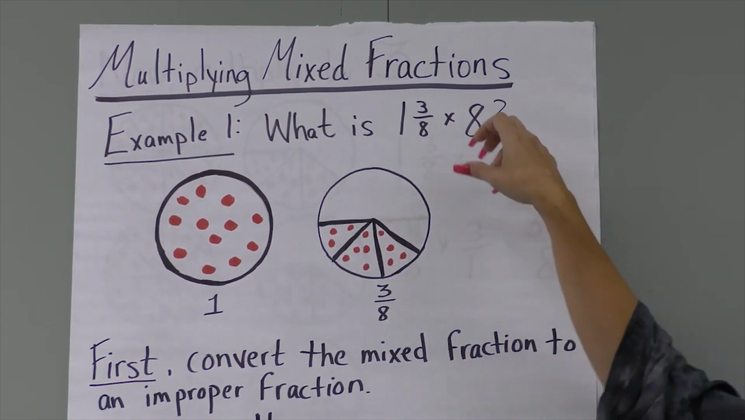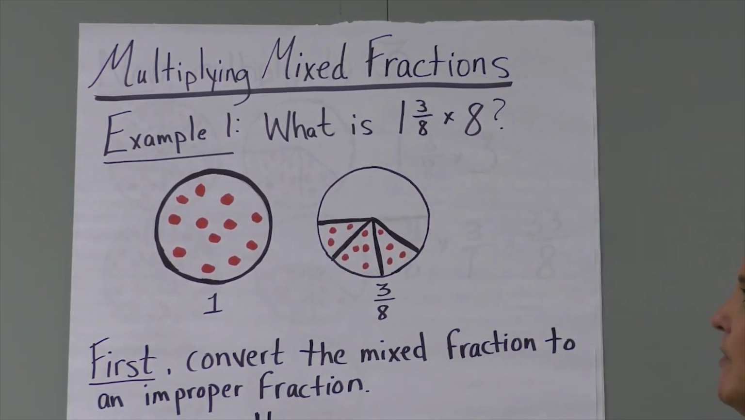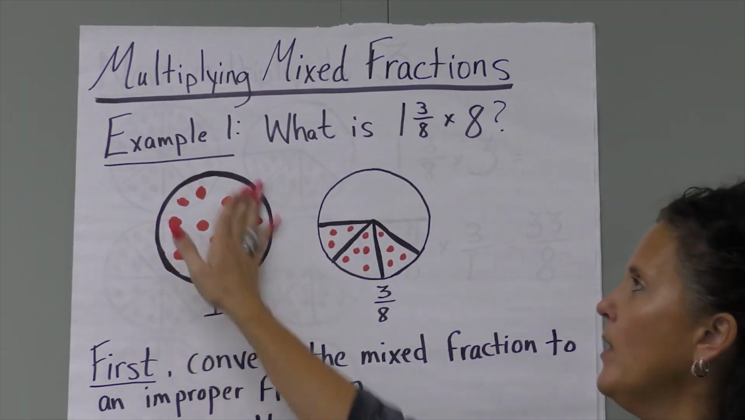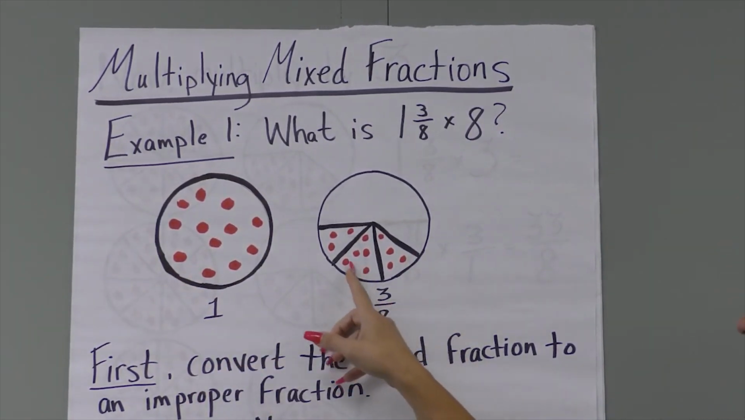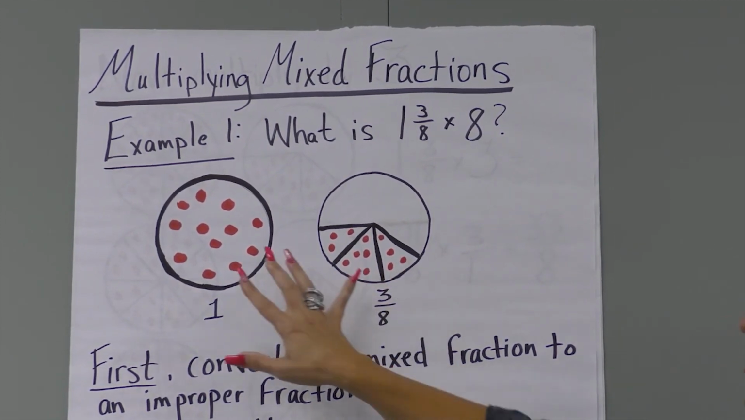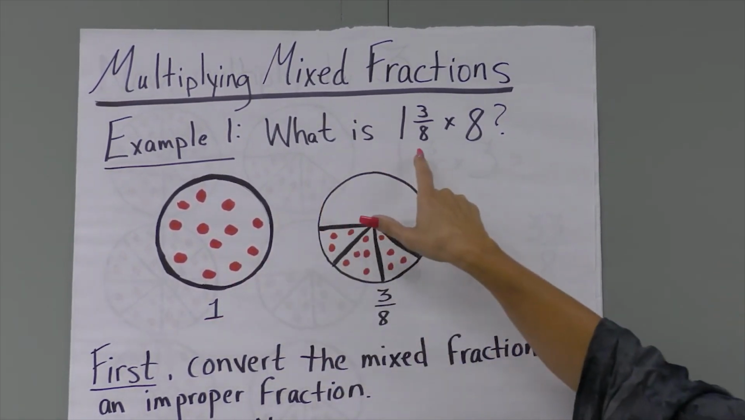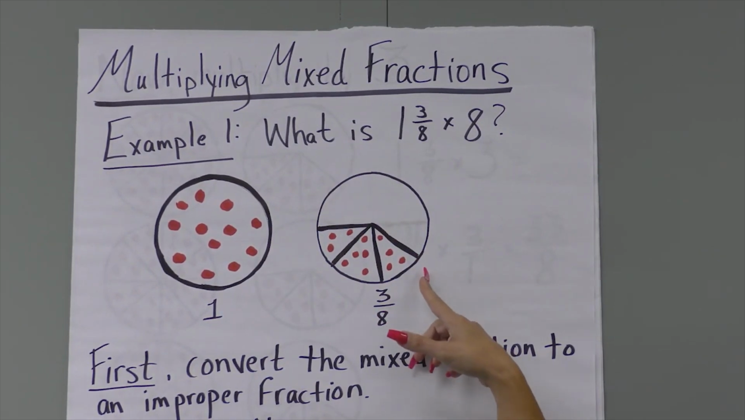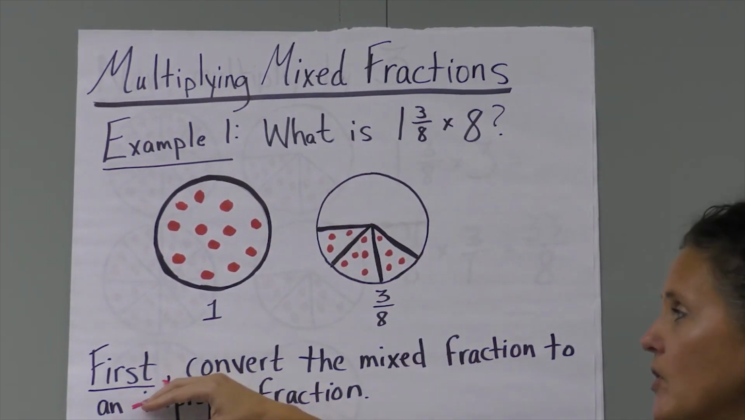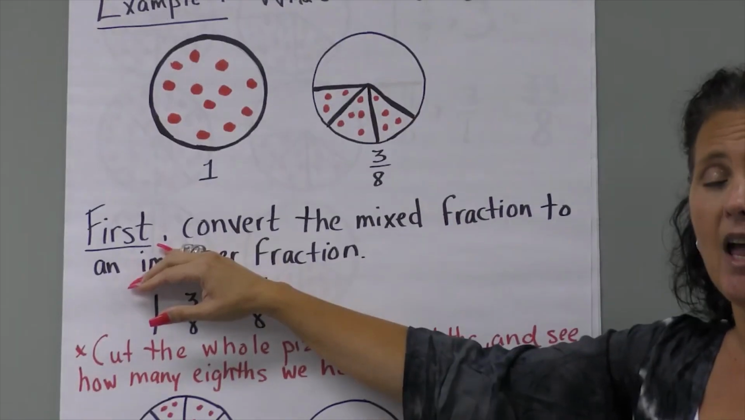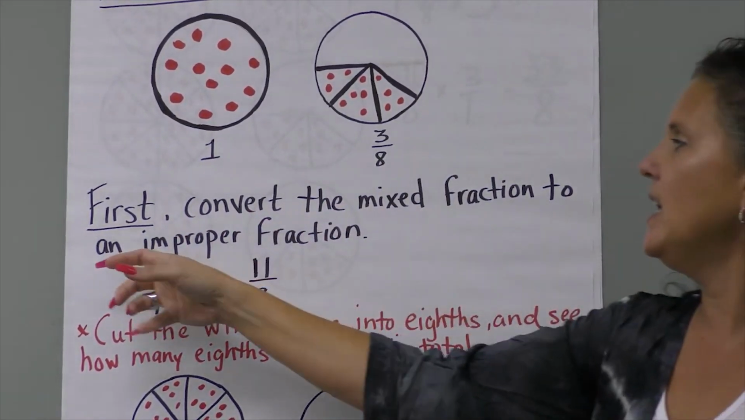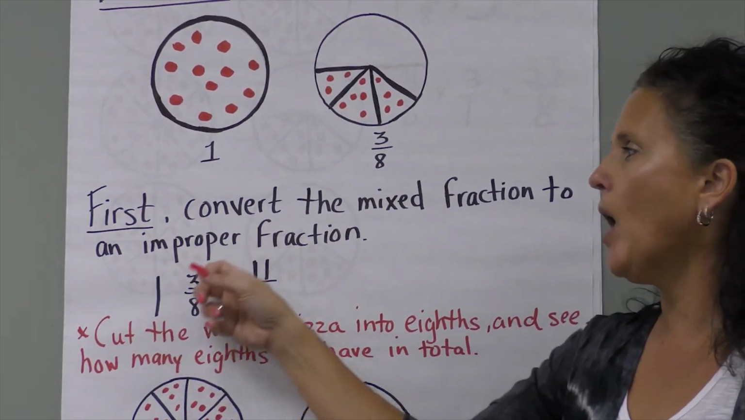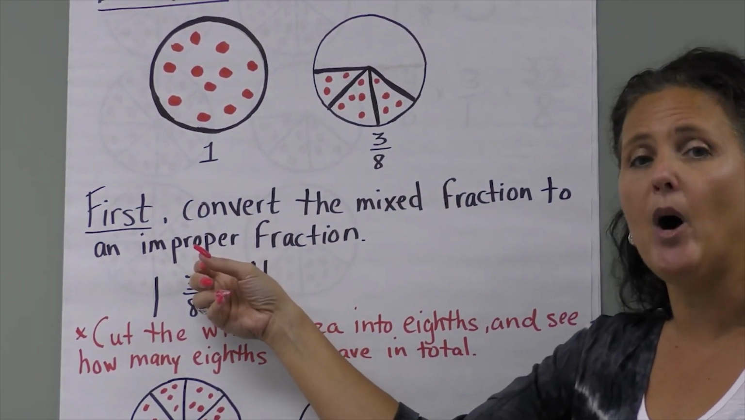Let's go back to our pizza example so we can visualize this. Here's one whole entire pizza. That's the whole. And then we have 3/8 of this pizza. So this together represents our 1 3/8 of a pizza. So first thing we have to do is to get all of these as fractions. So we're going to convert the mixed fraction to an improper fraction. Improper means the top number is bigger than the bottom number.